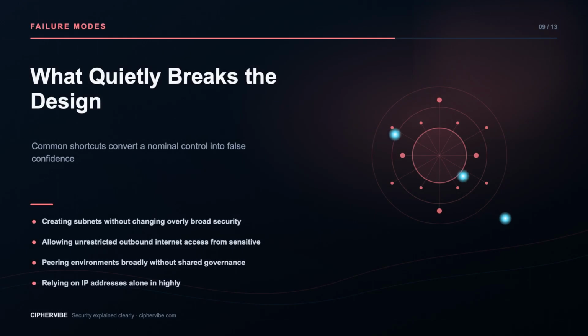Security architecture fails most often through assumptions, not dramatic movie-style attacks. First, creating subnets without changing overly broad security rules. Second, allowing unrestricted outbound internet access from sensitive workloads. Third, peering environments broadly without shared governance. Fourth, relying on IP addresses alone in highly dynamic container platforms.